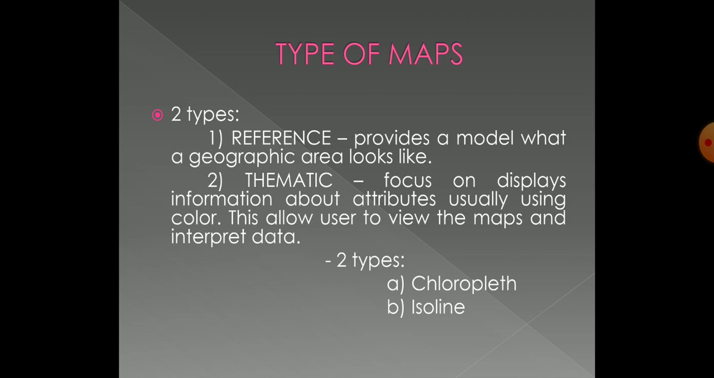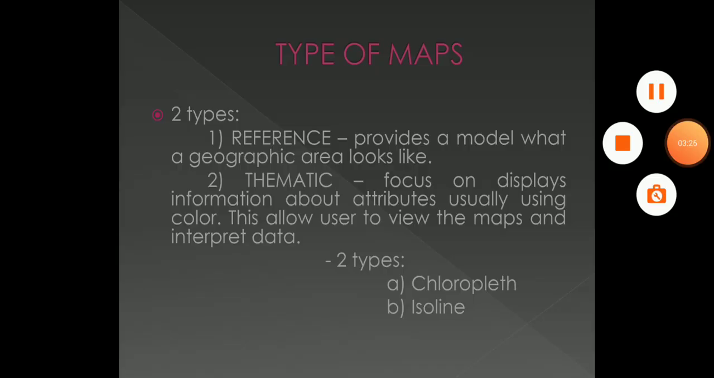Rather than focusing on features, thematic maps focus on displaying information about attributes, usually using color. Thematic maps allow users to view the maps and interpret data easily, since they are displayed in colors, rather than looking at large groups of numbers.